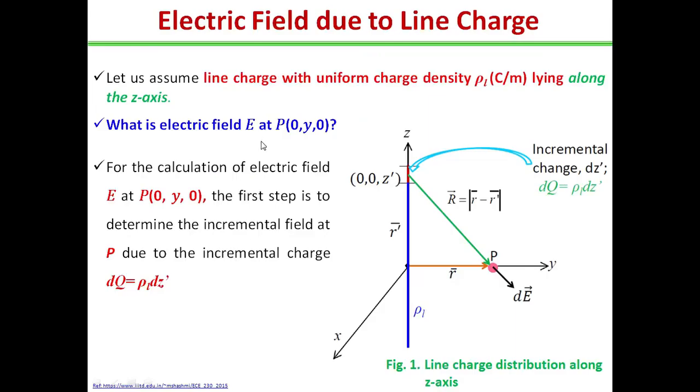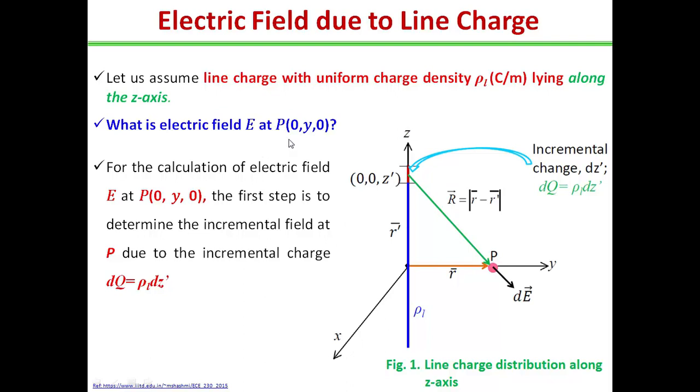So let's start here. Let's assume a line charge with uniform charge density rho L, which has the unit coulomb per meter, lying along the z-axis, and we want to calculate the electric field at point P, which is situated along the y-axis. That means the location of point P is at (0, y, 0).